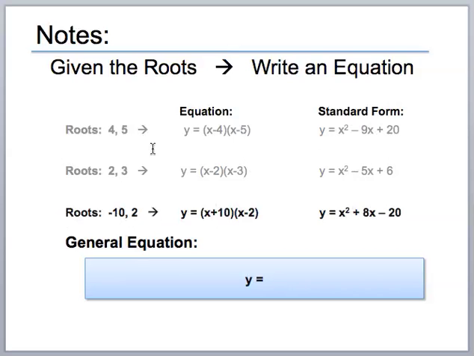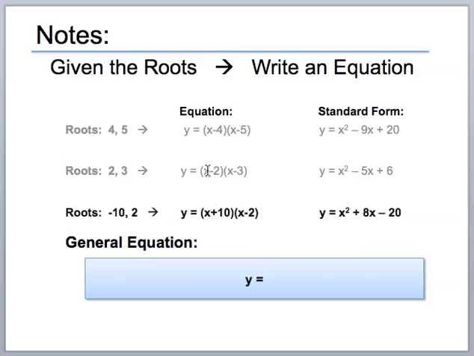Same thing with the 2 and the 3. You add those together, you get a 5, but in the actual standard form it becomes negative. And last of all, you got a positive 8 because when you add negative 10 and positive 2 together, you get negative 8. But when you write the equation, you should write it as positive 8. Now, the next thing that you might be asking is why is it opposite?